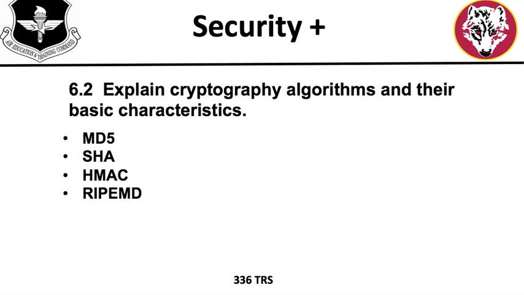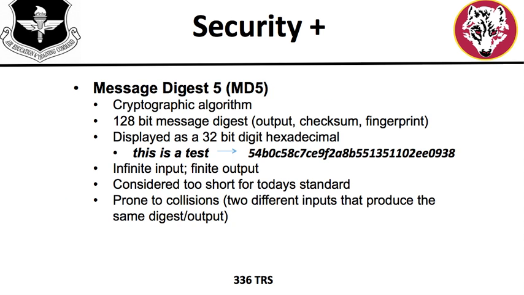The first one we're looking at here is MD5. MD5 stands for Message Digest 5. There are previous versions of that. It produces a 128-bit message digest, and by today's standards, it's really considered too small and is prone to what they call collisions. A collision is basically where you have two different inputs that produce the same output, or the same digest.